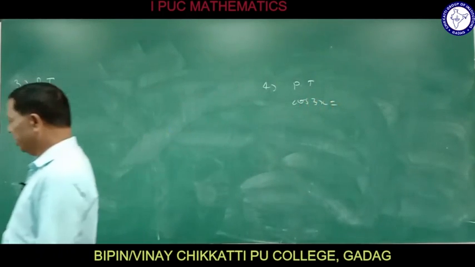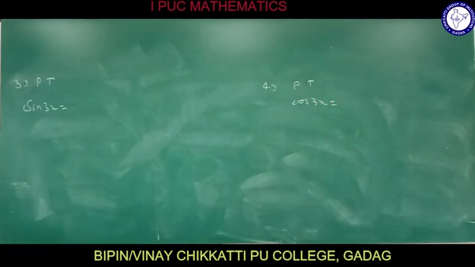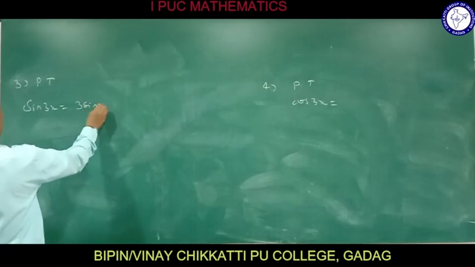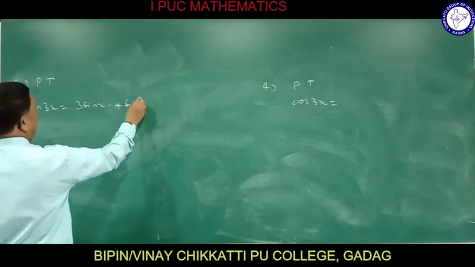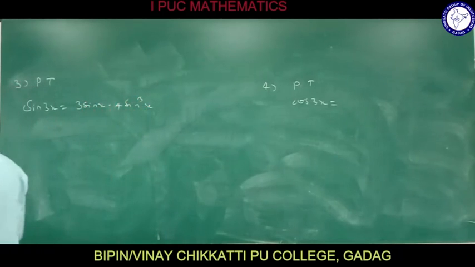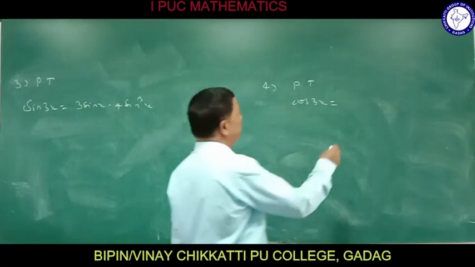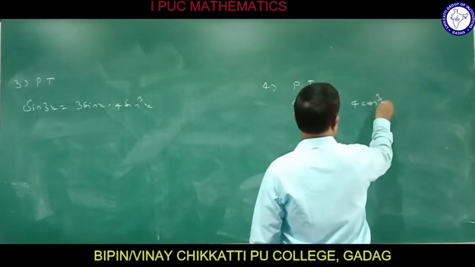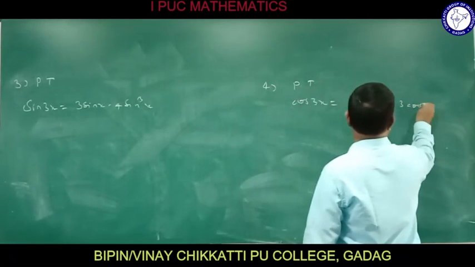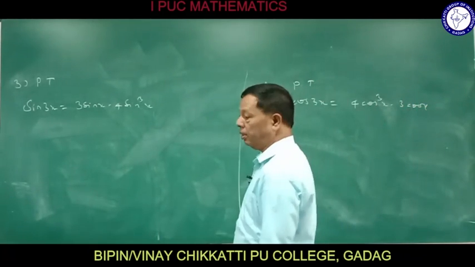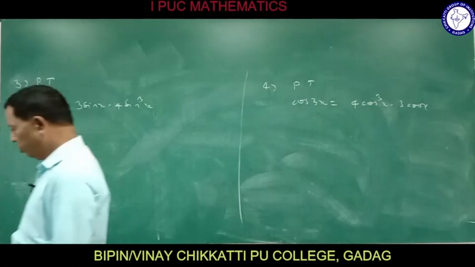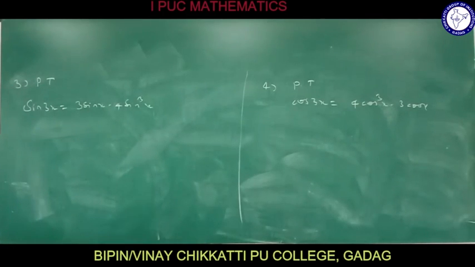So here you understand that there are similarities between both. Sin 3x is 3 sin x minus 4 sin cube x. And at the same time, when you go for cos, cos 3x is 4 cos cube x minus 3 cos x. So these two are to be proved using the angles here. And similarly, you can go on writing the results here. First, I want to prove this.